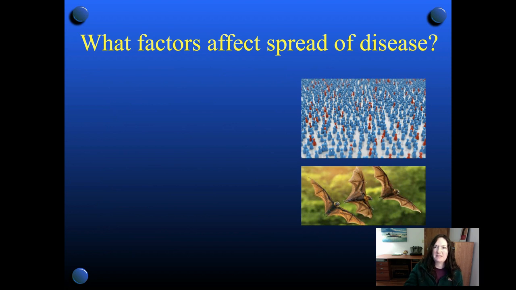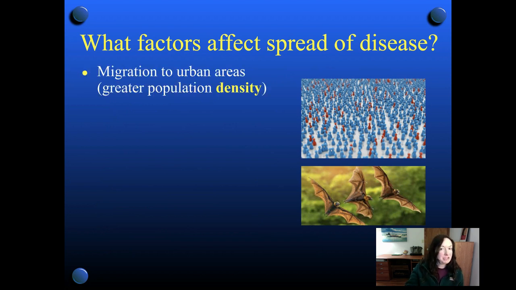So, what affects the spread of disease? Migration into urban areas. So, we have a greater population density, like you see in this picture. That's why the coronavirus spreads so quickly in urban communities first, because the population density is greater.